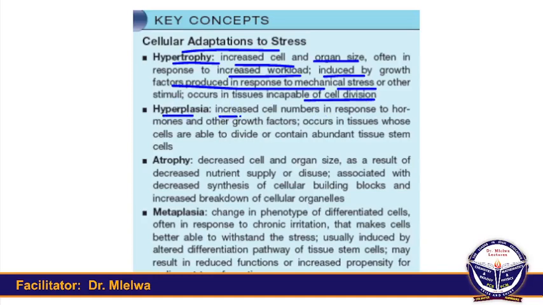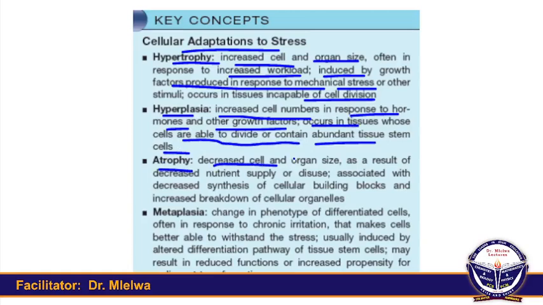Hyperplasia, it is the increase in cell number in response to hormones and other growth factors. Lakini always now due to increased workload. Occur in tissues whose cells are able to divide or contain abundant tissue stem cells. They are able to divide out in a tissue stem cells.